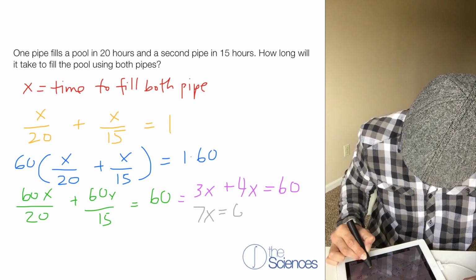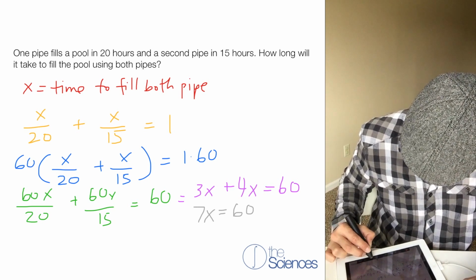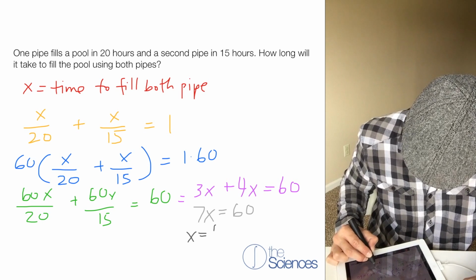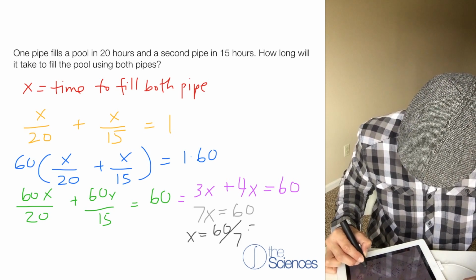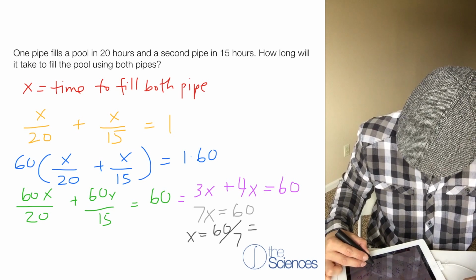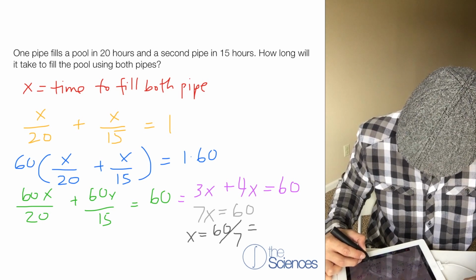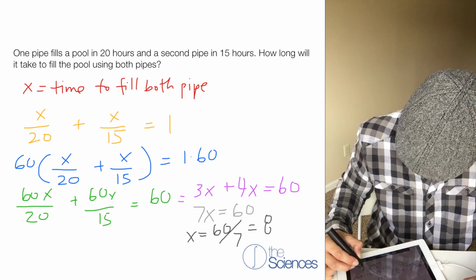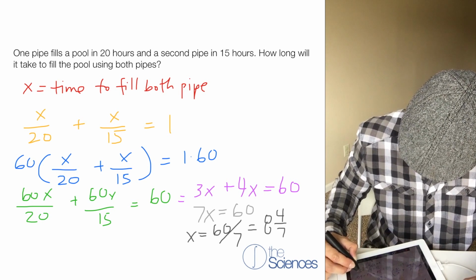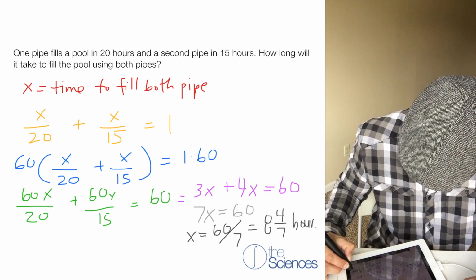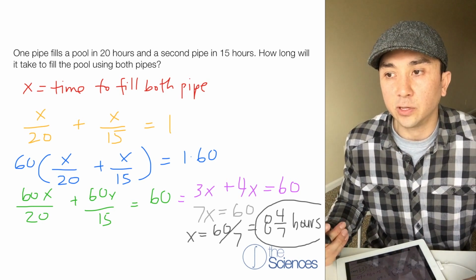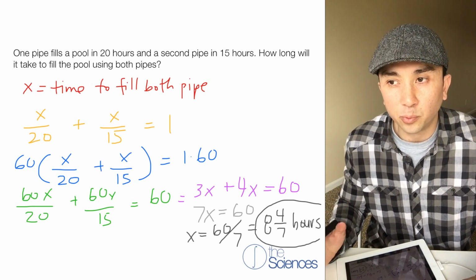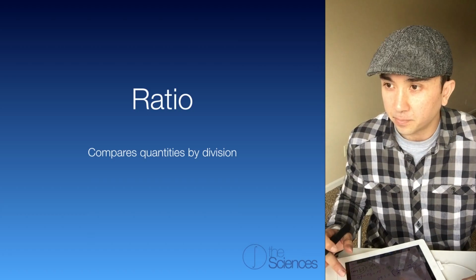7x equals 60, or x equals 60 over 7, which converts into 60 divided by 7 is 8, and 7 hours. So that's how long it would take to fill the pool using both pipes.